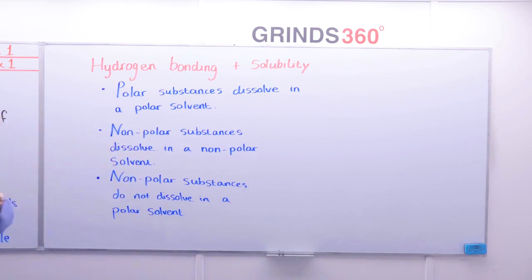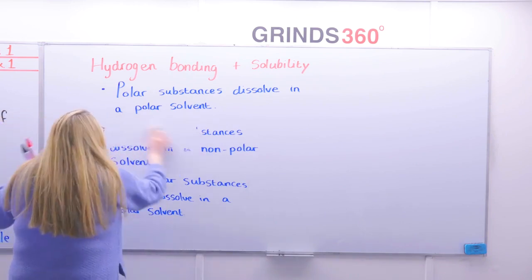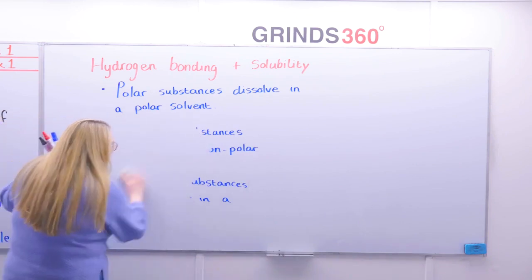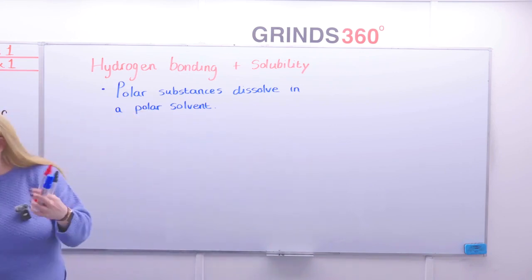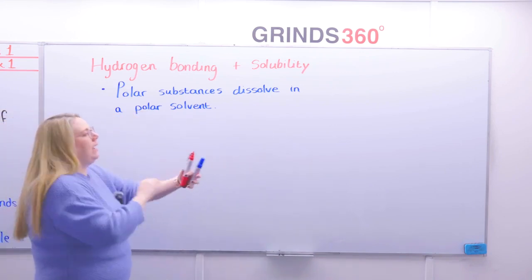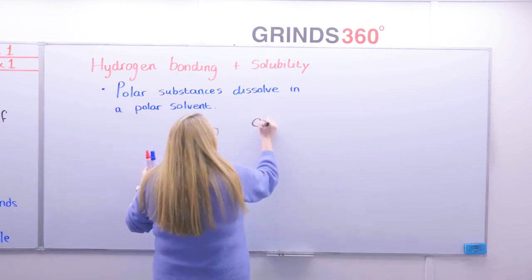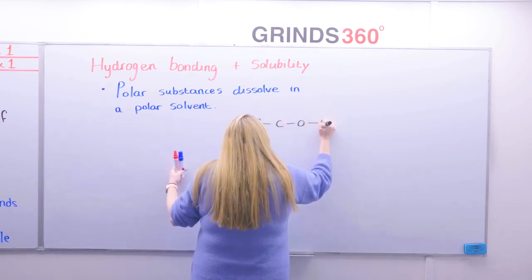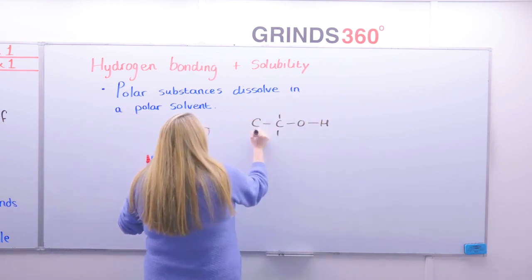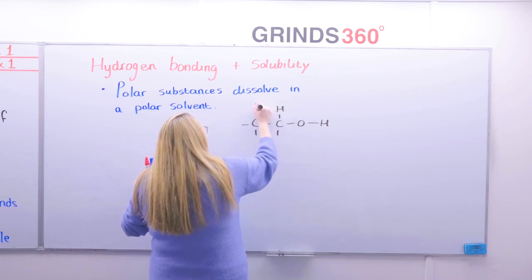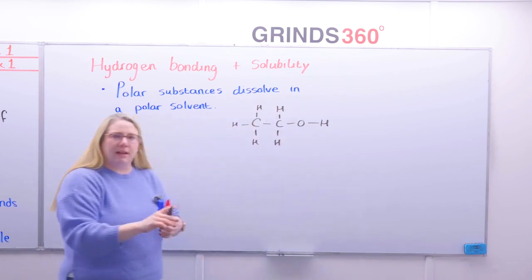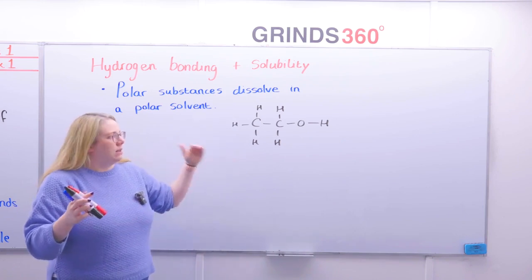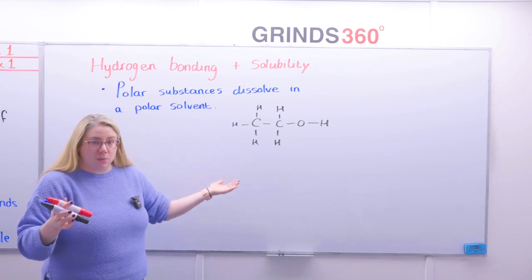Now for a solubility question, let's deal with polar substances. Okay, so if you're given a random substance like ethanol, and you're asked, is ethanol soluble in water? It absolutely is, because that's what the 12% volume per volume on the back of a bottle of wine means. The 12% is the ethanol, the rest of it is water.